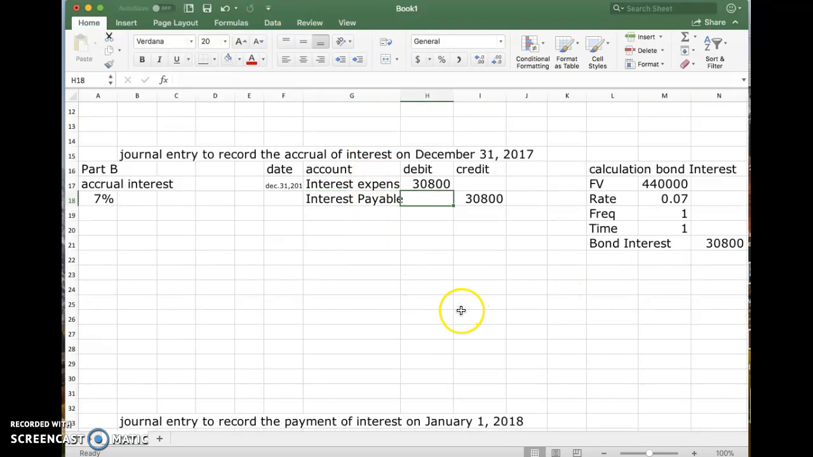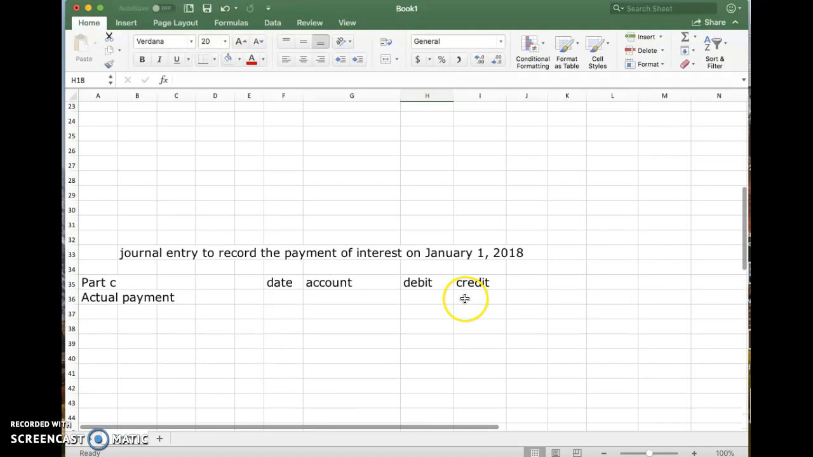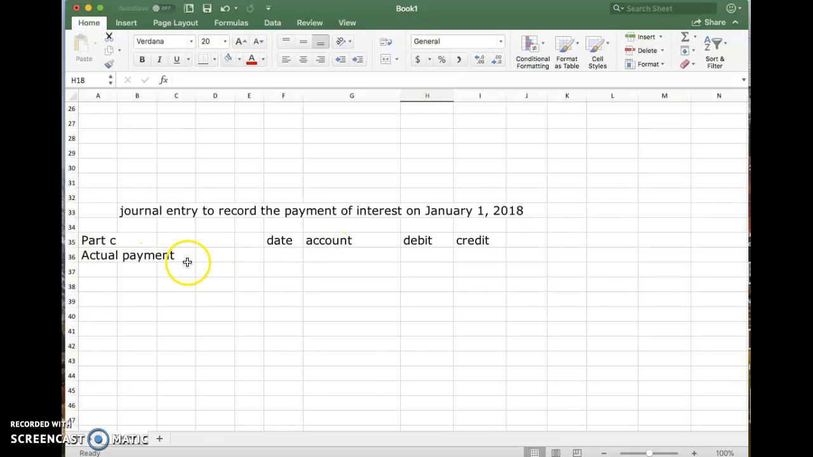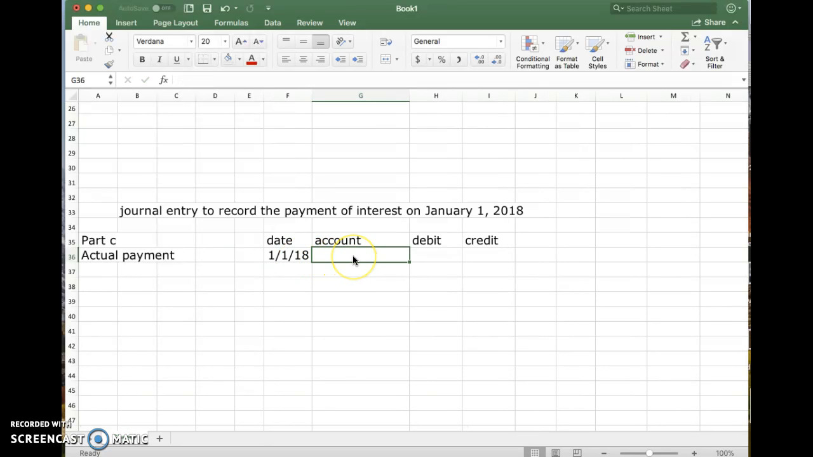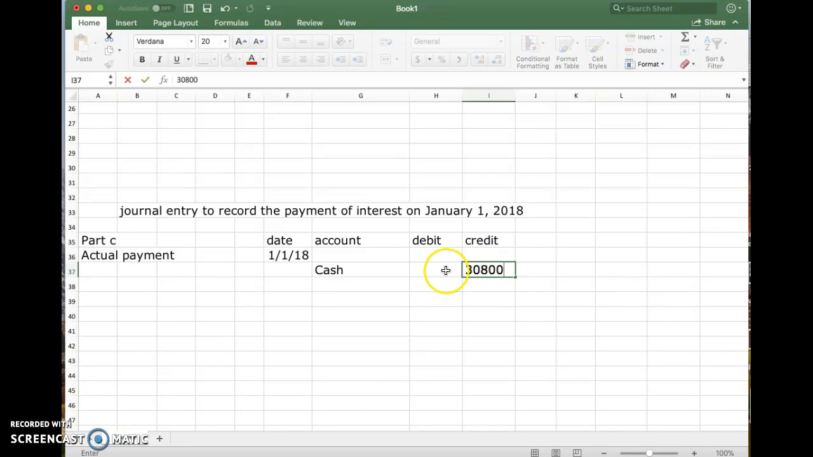Okay, that's it. Part C. Now is the time for the actual payment. It's January 1st of exactly 1 year later. As it is actually happening, cash is involved here. Cash is coming out, and we're paying the same amount that we just calculated before, and we're reducing the interest payable, which is the amount 30,800.